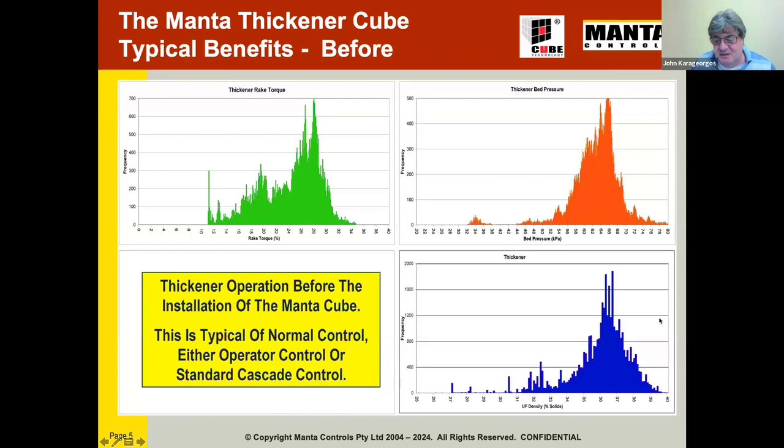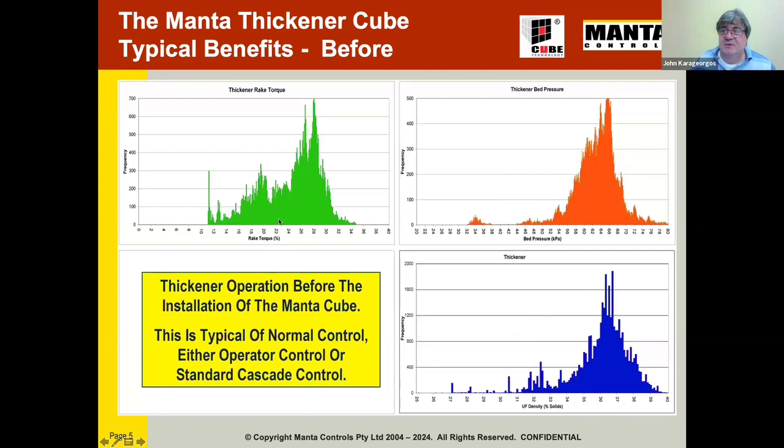This has got general control. So here's the underflow density down the bottom right. You can see we're averaging. I had to normalize the numbers, so these numbers aren't real. These are just fake. It's more to look at the trend. That's how I'm able to show the data. And we're running back then at bed pressure and rate torque.